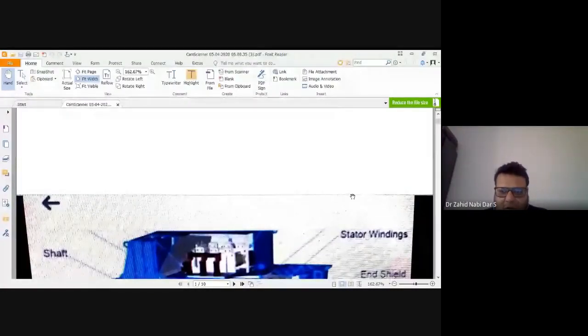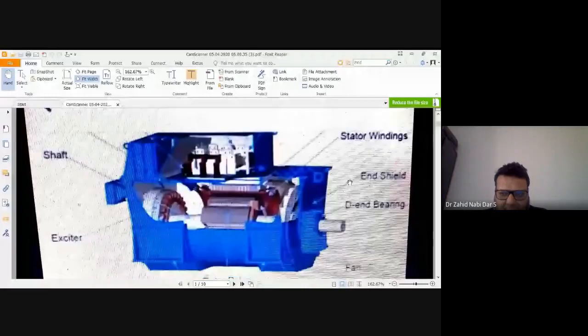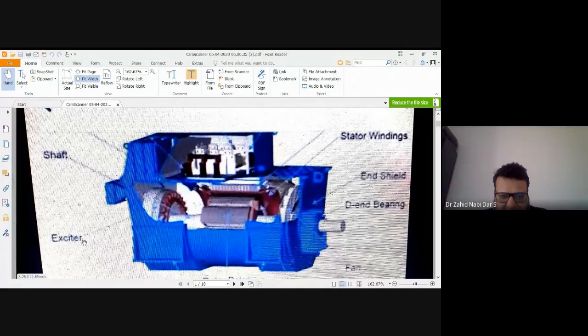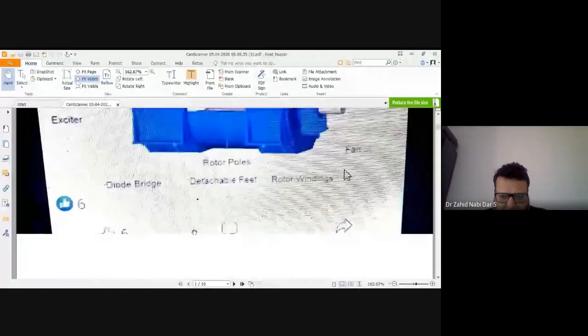we have mechanical parts also. So here you see, if you want to see an alternator, this is the basic cutout of an alternator, where you can see there are windings in the stator. There is the end bearing. This is the shield. In an alternator, you can see there is an exciter inside. This is the shaft. So this was the cutout layout. These are the rotor poles. We'll see one more picture which will be more clear.